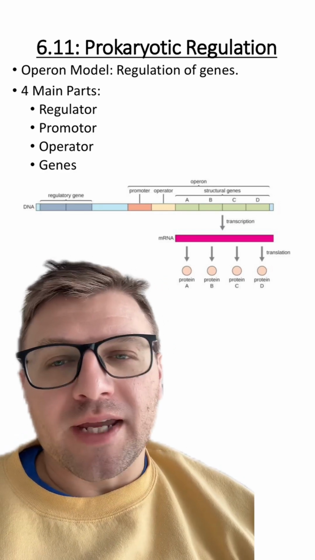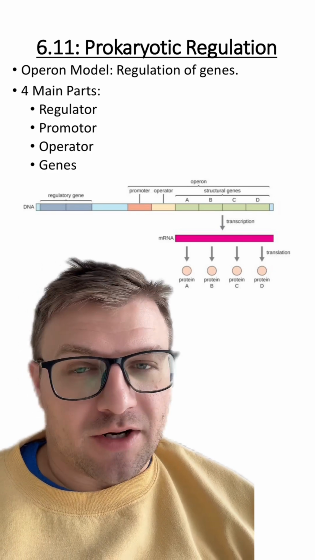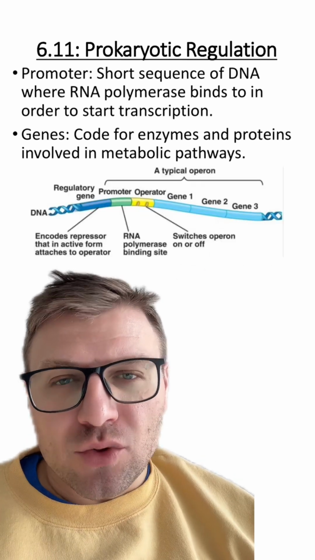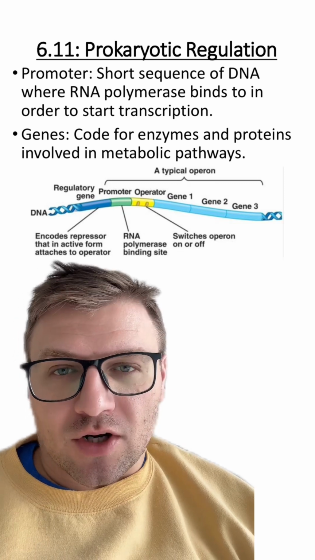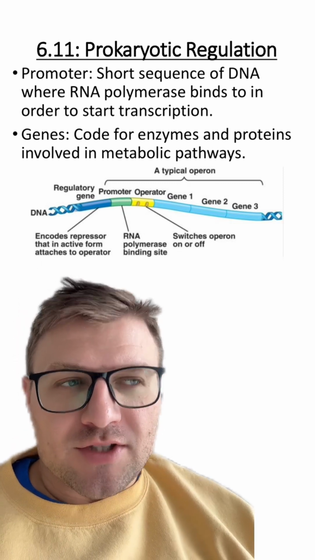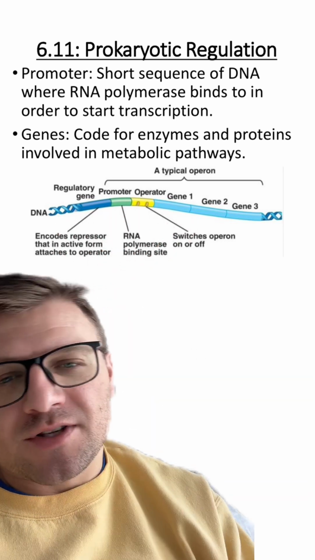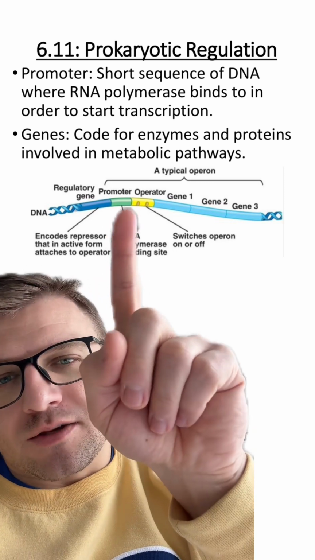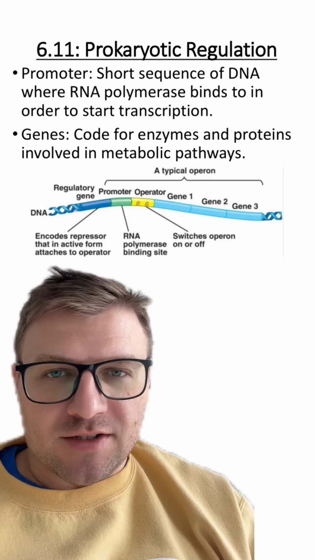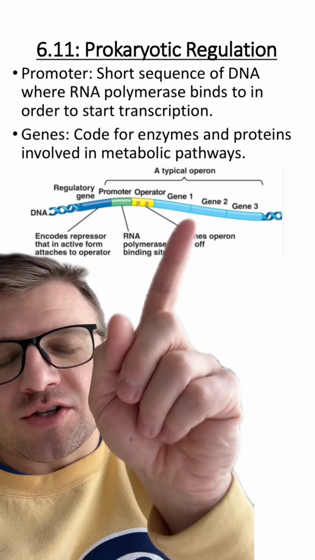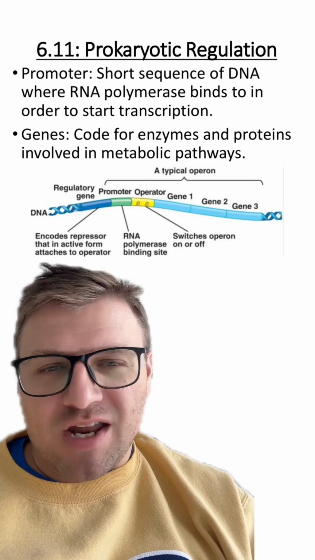Now there are four main parts of this operon model. You have your regulator, your promoter, your operator, and your genes. The promoter is a short sequence of DNA where RNA polymerase is going to bind in order to start transcription. The diagrams I'm going to use to help explain these concepts are going to look like a line, but this line is just representing DNA. So you can see this promoter region is just a section of DNA where RNA polymerase is going to bind to. Now the genes that I'm talking about are just sections of DNA. They're going to code for either proteins or enzymes in some metabolic pathway.